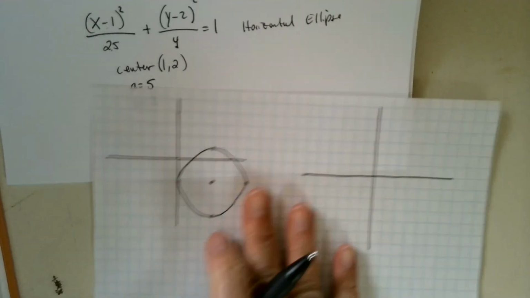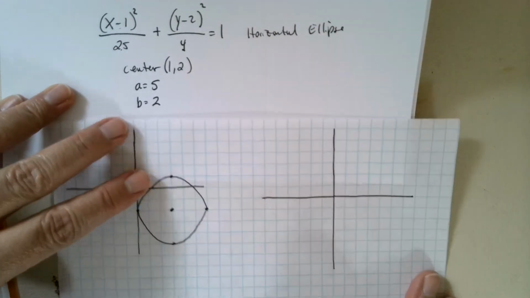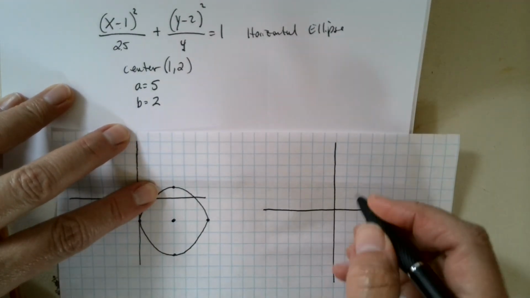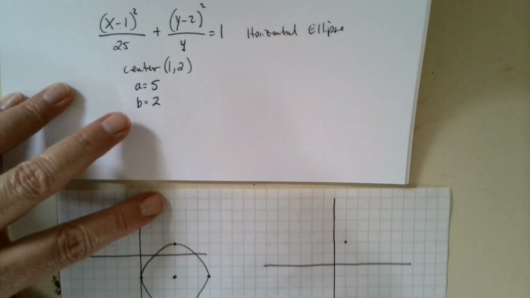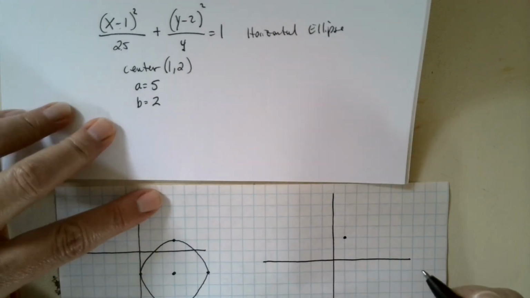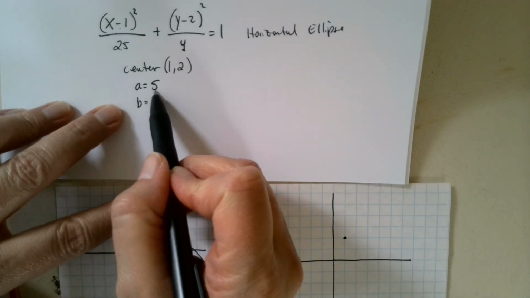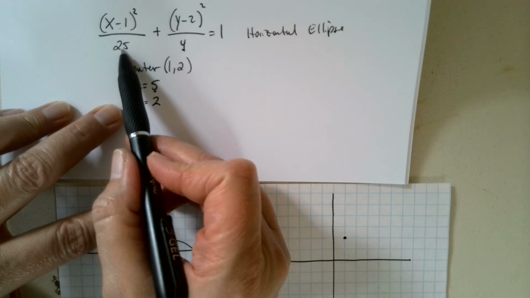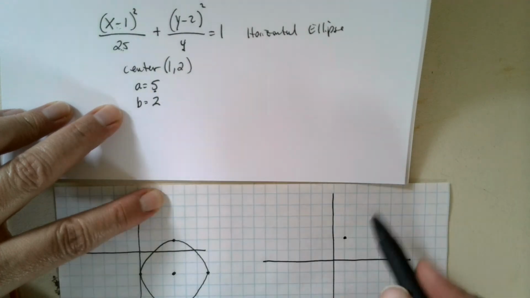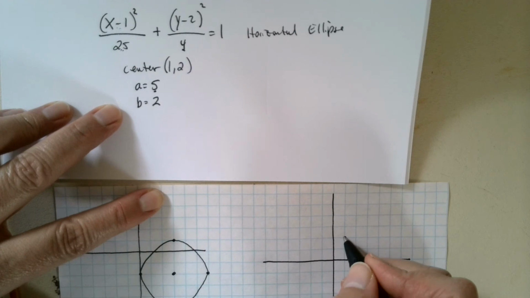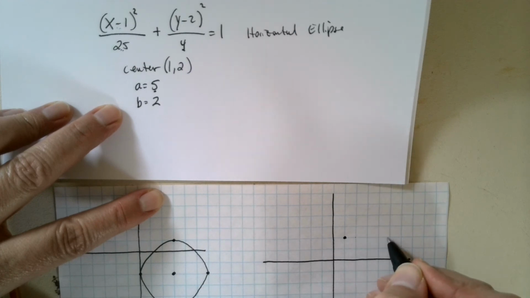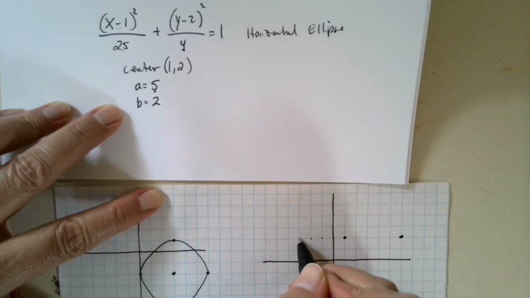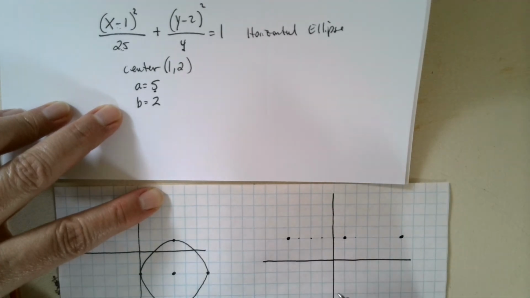So let's see. We have a center at (1, 2), so I'm going to go to (1, 2). And a is the distance from the center to the vertices on the major axis. It came from the 25, which is underneath the x. So x's go left and right. So I'm going to go from the center 1, 2, 3, 4, 5 in the horizontal direction.